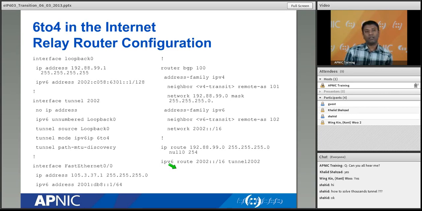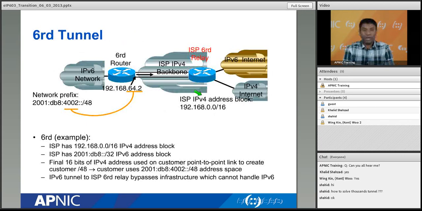So that is the sort of configuration of the relay router in 6to4. So loopback configuration and their tunnel configuration, interface configuration, and on BGP they announced their Anycast network. Sorry, in IPv6 they advertised the 6to4 address as well, and then they create the static route. That's it. Make sense?